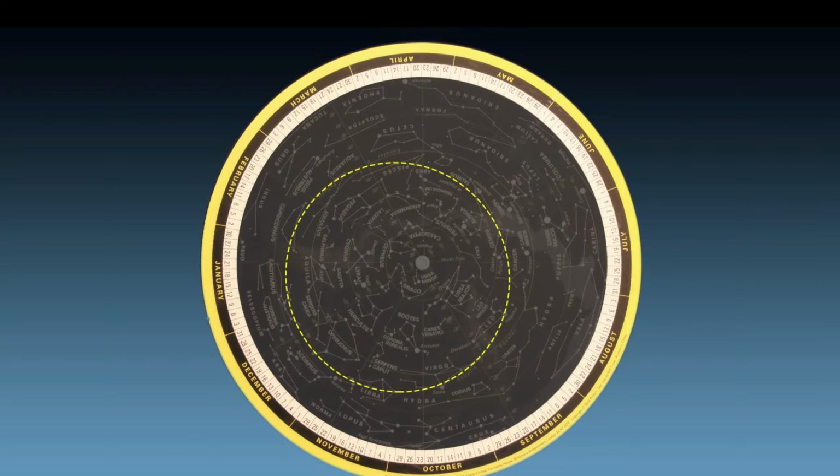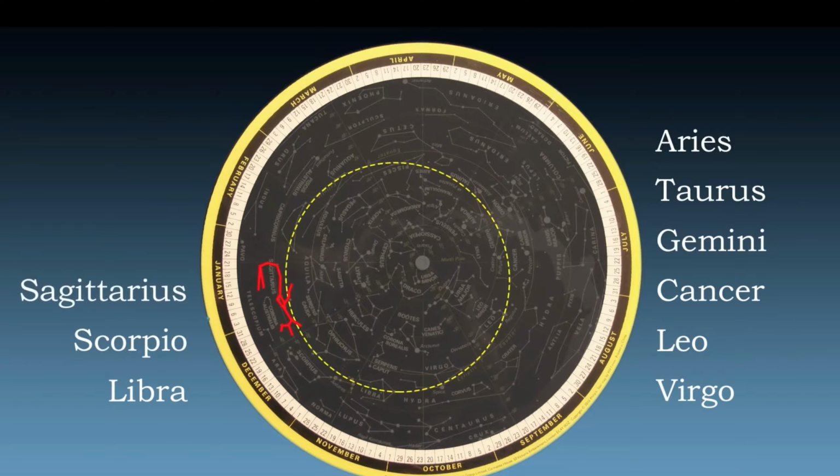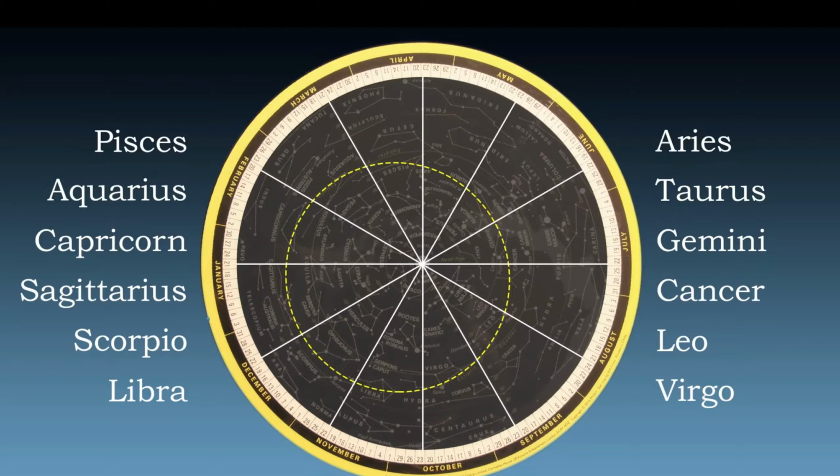Beginning with Aries, they run to Taurus, Gemini, Cancer, Leo, Virgo, Libra, Scorpio, Sagittarius, Capricorn, Aquarius and Pisces. If I bring up the meridian lines, you can see that the sky is divided into 12 sections, and there is one zodiac sign for each section. It's useful as it gives us a better idea of where to find things.